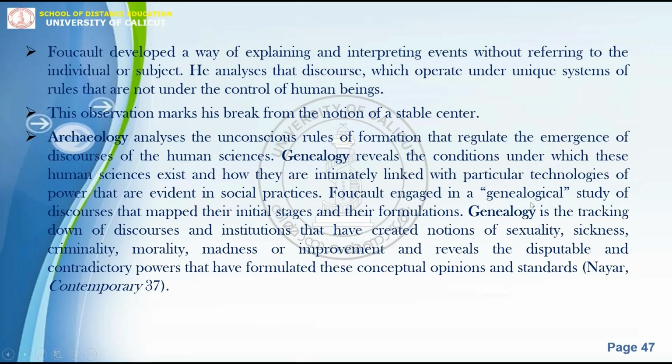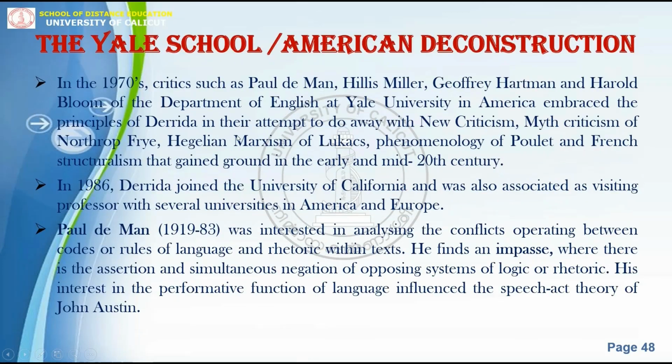Foucault engaged in a genealogical study of discourses that map their initial stages and their formulations. Genealogy is the tracking down of discourses and institutions that have created notions of sexuality, sickness, criminality, morality, madness, or improvement, and reveals the disputable and contradictory powers that have formulated these conceptual opinions and standards.